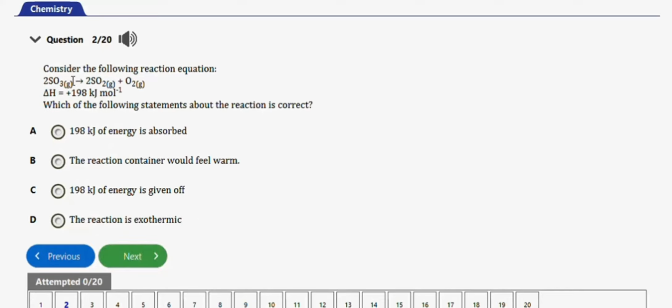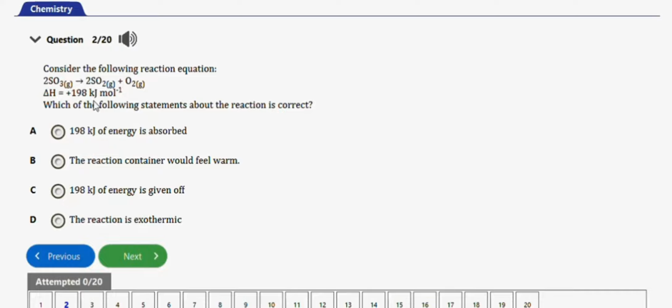It says, consider the following reaction equation. Which of the following statements about the reaction is correct? So we have 198 kilojoule of energy is absorbed. So guys, for information, this is an endothermic reaction because the value of delta H is plus. So when it's plus, the reaction is endothermic. When the value is negative, it is exothermic. So in an endothermic reaction, heat is absorbed from the environment, whereas in an exothermic reaction, heat is released or liberated to the environment. So option B.